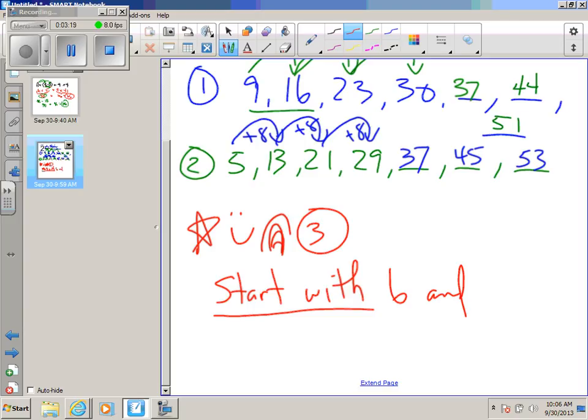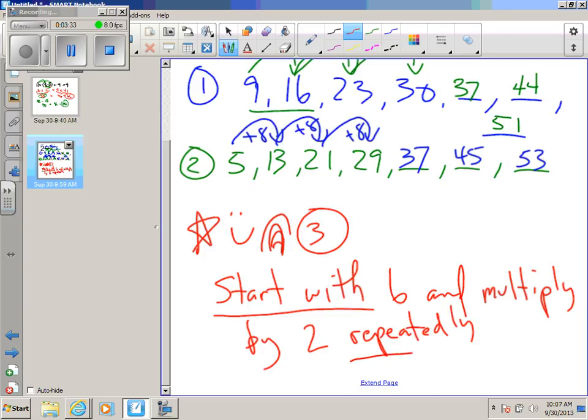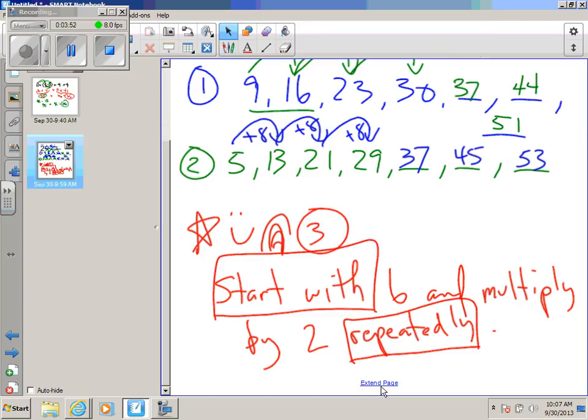And what is happening to each of the terms, Calvin? Good. So we're going to start with 6 and multiply by 2, and you said repeatedly. I'm going to underline that repeatedly part as well. Okay, so maybe on your sheets, you do the same thing. Okay, very important. Any questions on 1, 2, or 3? Yes, ma'am.